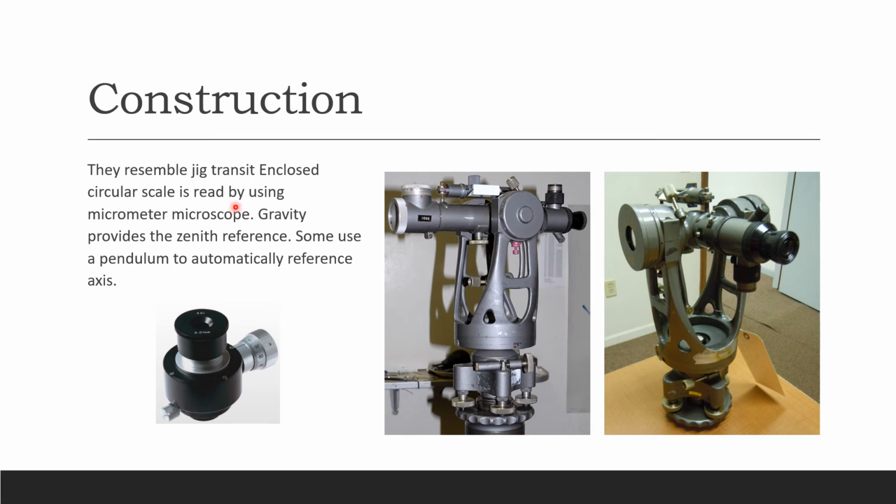Construction: it resembles a JIG Transit. The enclosed circular scale is read by using an attachment, a micrometer microscope. And then gravity provides your zenith reference, and some use a pendulum to automatically reference the axis.